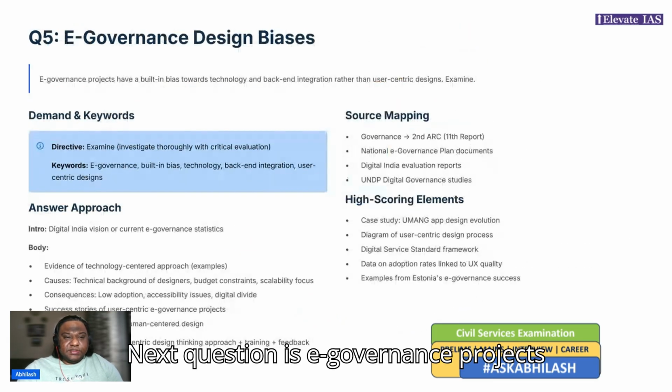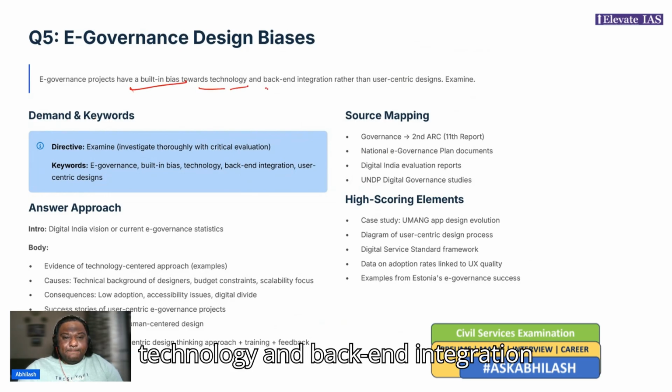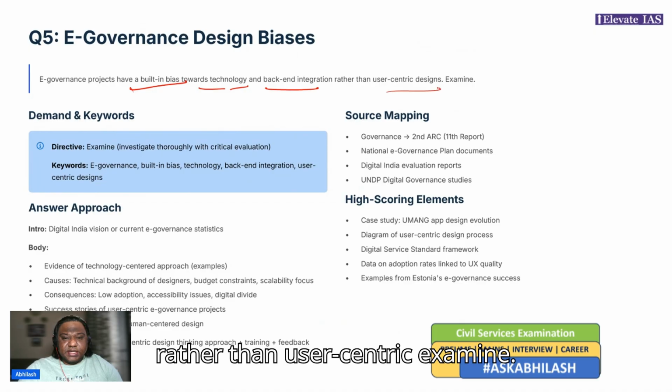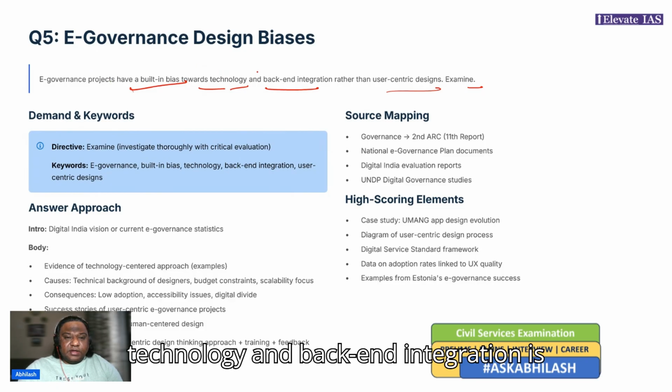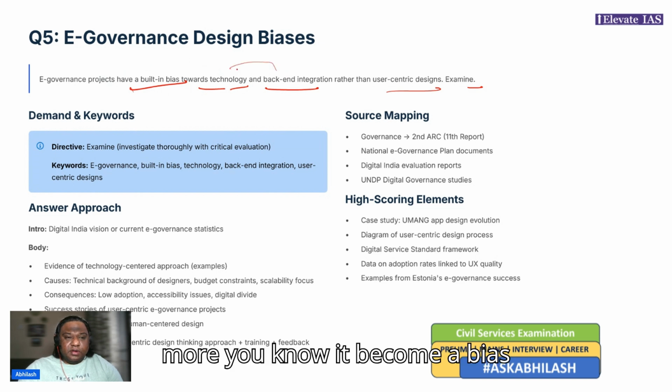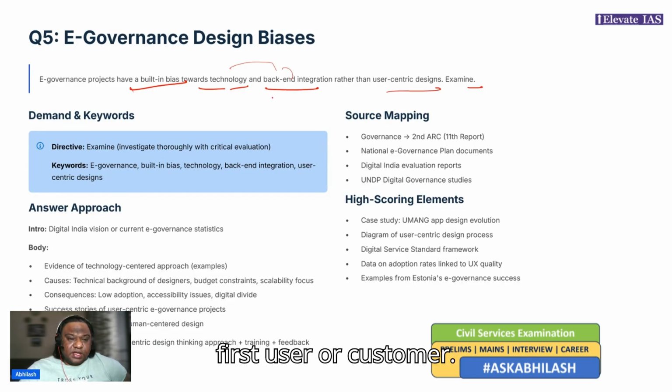The next question is: e-governance projects have a built-in bias towards technology and back-end integration rather than user-centric design. Examine. So here the question is saying that technology and back-end integration has become a bias rather than being user-centric, like the first user or customer.